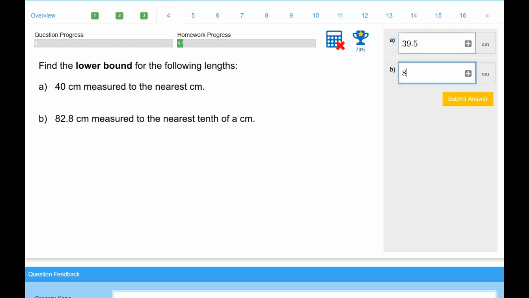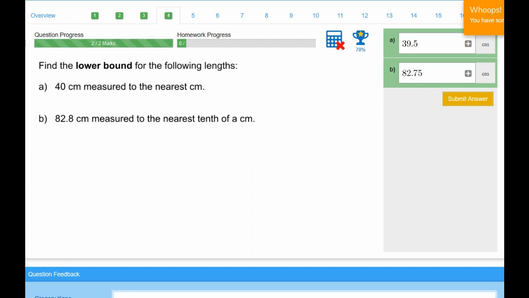82.8, 82.7 something. 79 would round up to, 78 would round up to, 77 would round up to, 75 would round up to 82.8. Anything less than that, so 82.74 would then round down to 82.7. So that's what we're looking for.